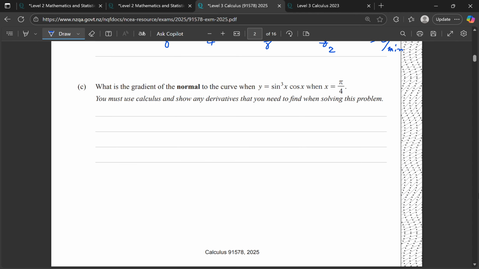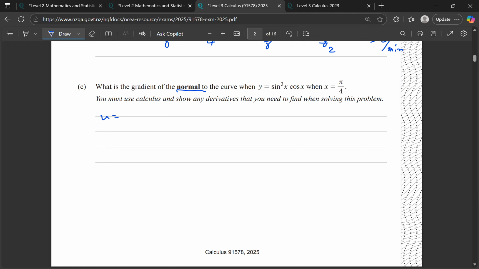Question 3. What is the gradient of the normal to the curve y equals sine cubed x cosine x when x equals pi over 4? All right, so to find the gradient of the normal, you have to find the gradient of the tangent first, isn't it? So we have to differentiate, right? Well, this is going to be the product rule.